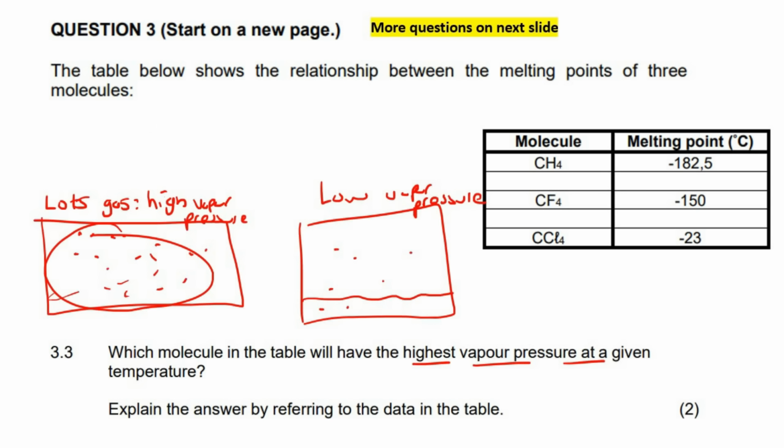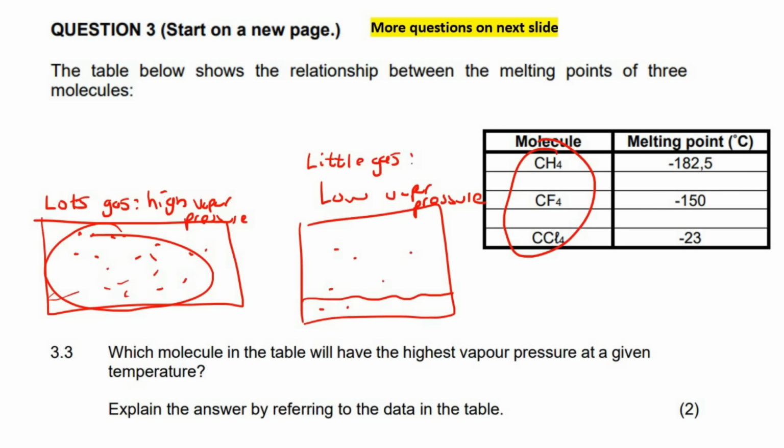If there's a little bit of gas, then there's a low vapor pressure. So you need to think about which of these molecules are going to be easier to turn into a gas.